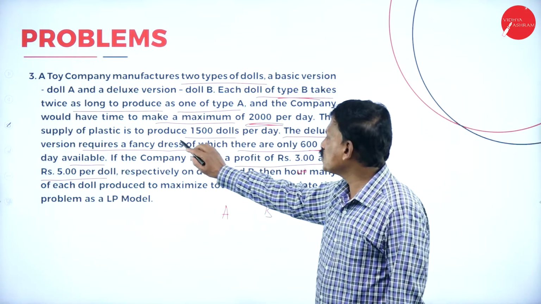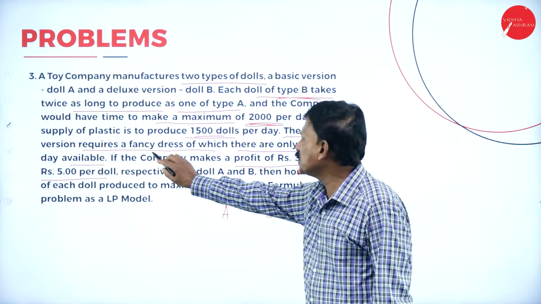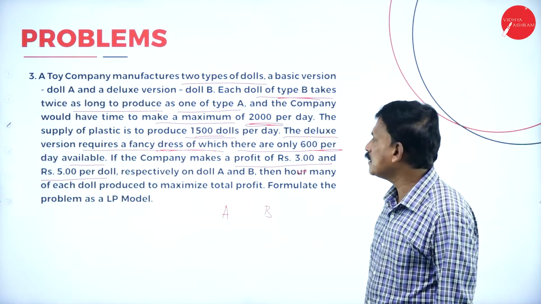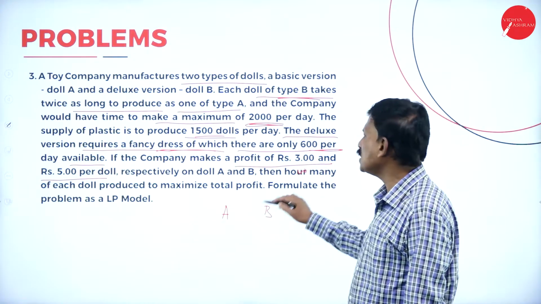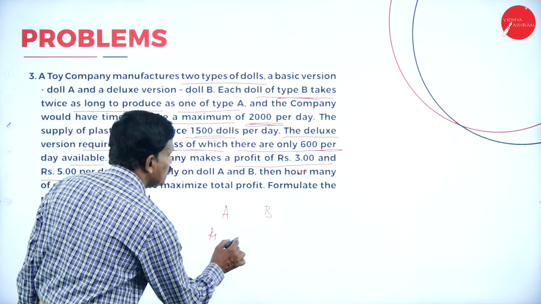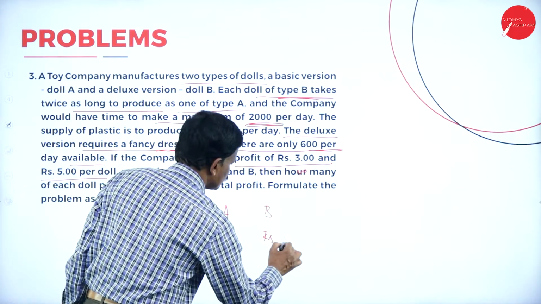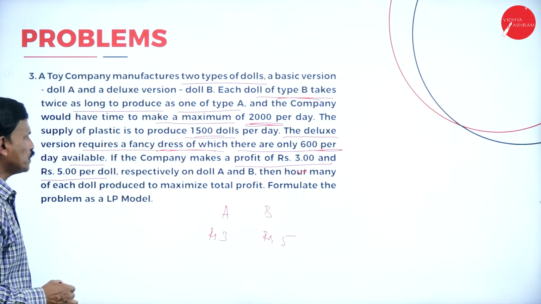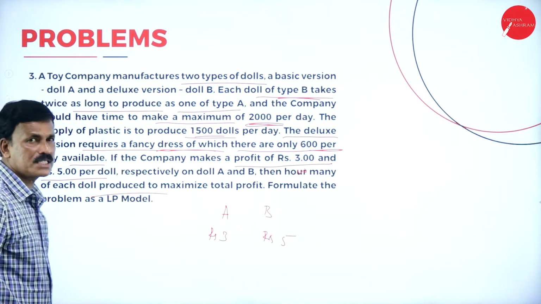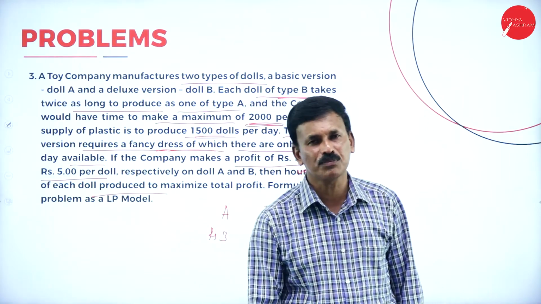The supply of plastic is to produce 1500 dolls, and the deluxe version requires a fancy dress of which there are only 600 per day available. If the company makes a profit of rupees 3 and 5 respectively, so the profit for manufacturing of doll A is rupees 3 and for the doll B is 5, then how many of each doll should be produced to maximize the profit? So here it is maximization of profit. This is also the same as the previous problem.